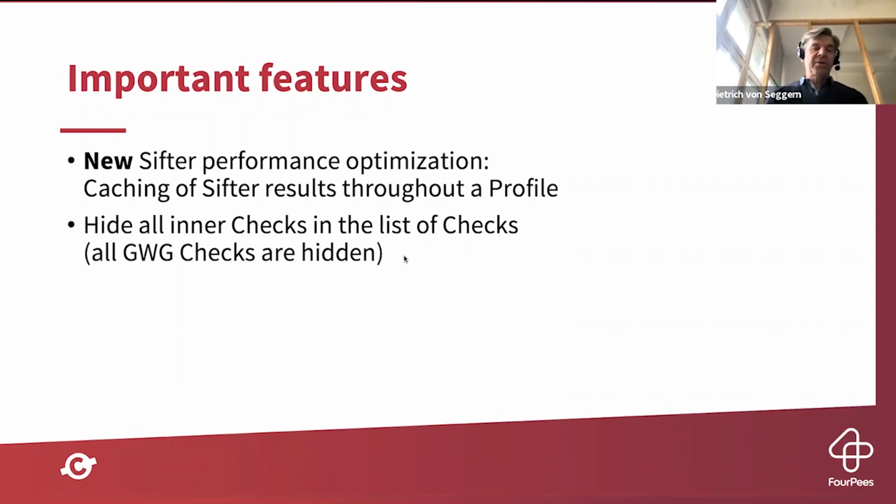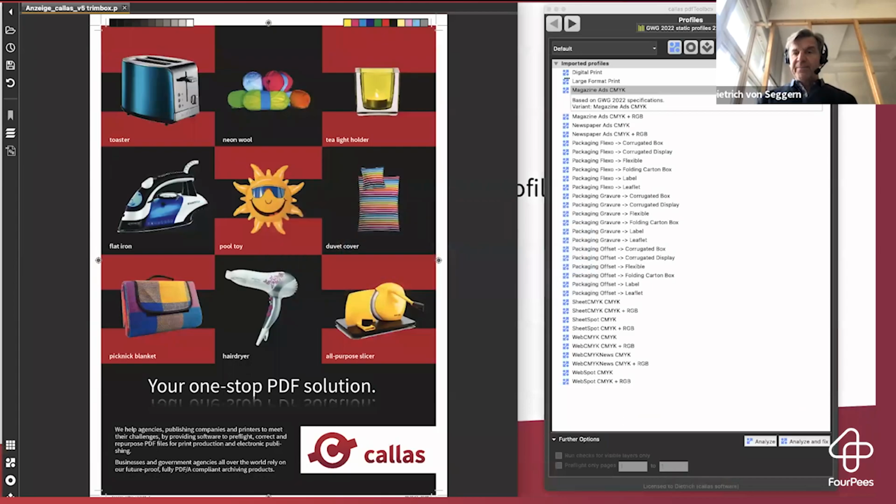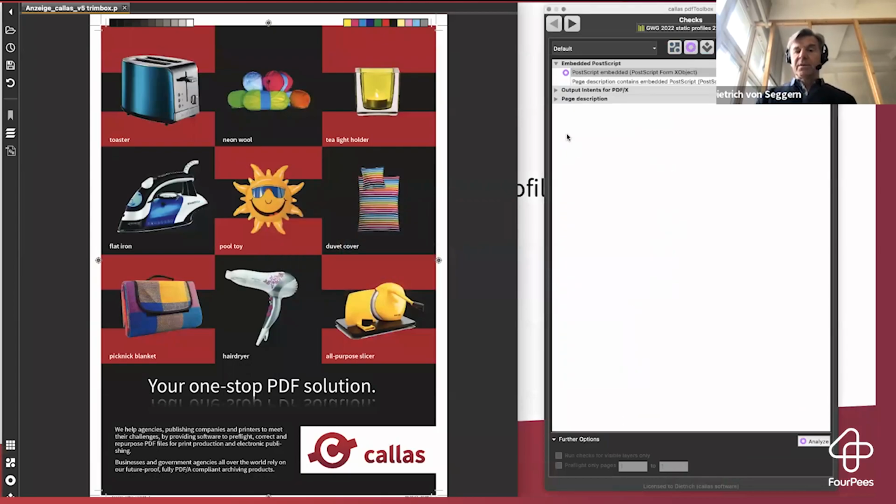And then the other thing that we are using here is the ability that we introduced, I believe, also with 13.0 to hide checks. So all of the inner checks of the Dwg profiles are hidden. So you wouldn't see them in the list of single checks here.